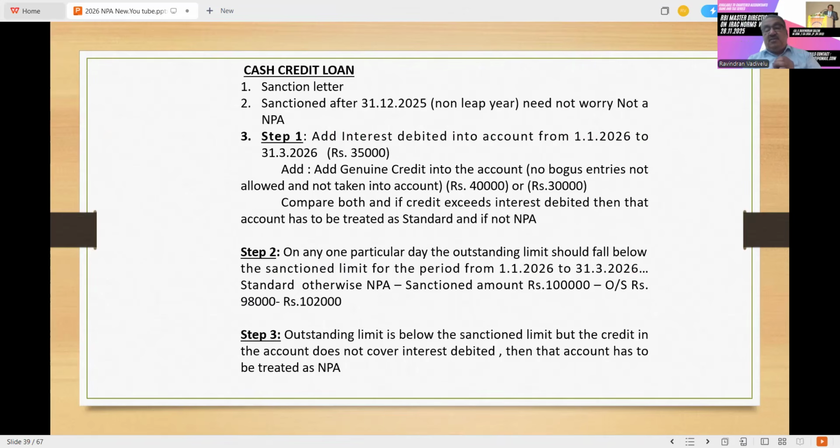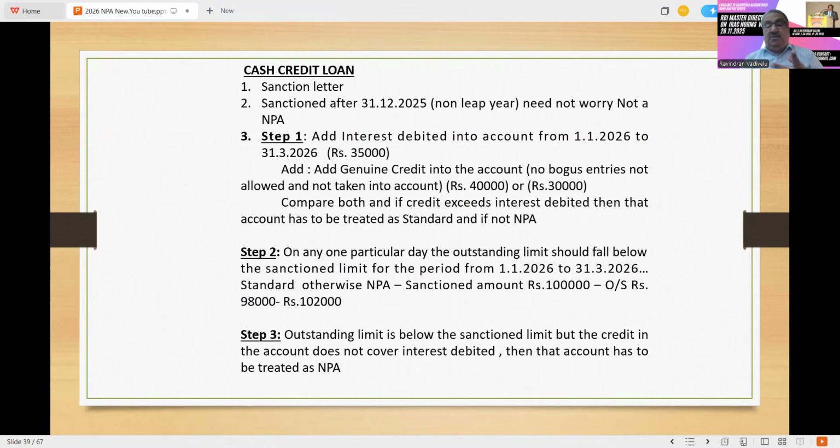And with reference to step three, the outstanding balance will always be below the sanction limit. The same concept as step one. Add all interest, go to the credit side, add all credit, compare it. If the credit exceeds interest, then all interest is serviced. So step one and step three are one and the same.